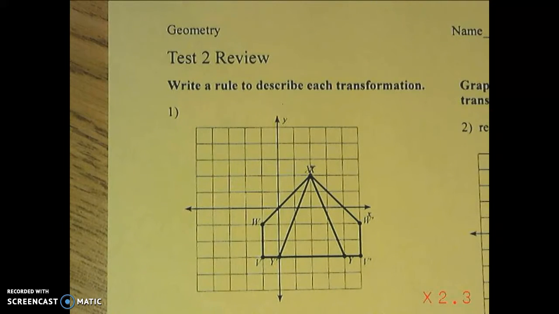This is your test 2 geometry review. You're going to write a rule to describe each transformation. So the first thing that I want to do is highlight what is the actual pre-image.